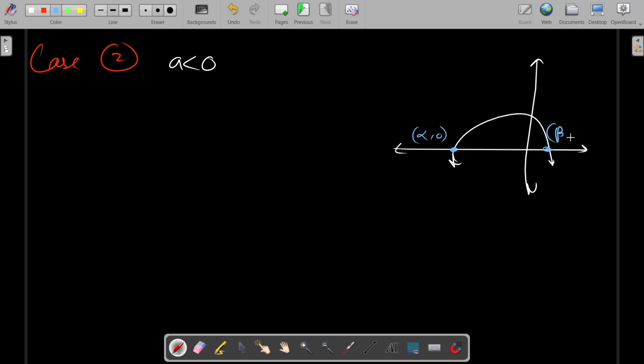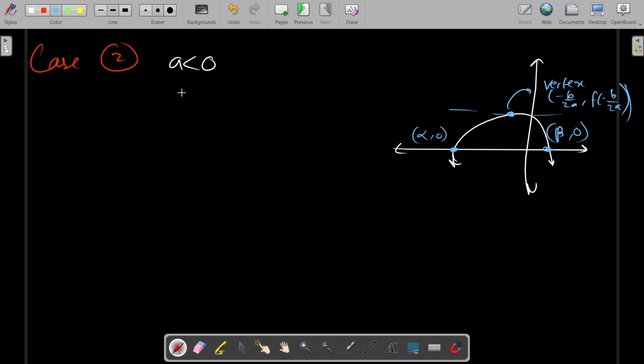The coordinate of this point will be beta comma 0. And applying the same thing we did, we'll get the coordinates of this point. Let's call this vertex: minus b over 2a comma f of minus b over 2a. These are the coordinates of the point.